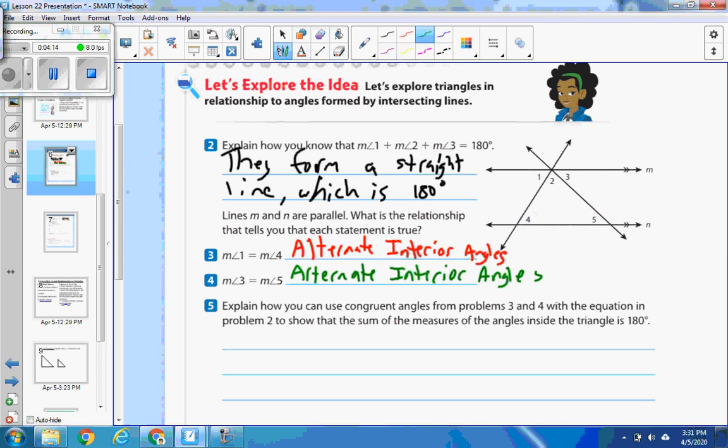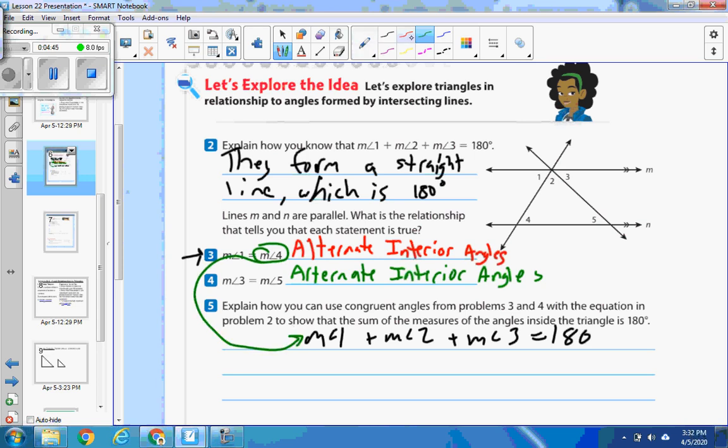We have originally that the measure of angle 1 plus the measure of angle 2 plus the measure of angle 3 is 180, because that was a straight line. Then we said that, well, the measure of angle 1 in number 3 here is equal to the measure of angle 4, which means they're the same. That means they can replace each other. They can be substituted for each other. So let's take this and put it in for there.